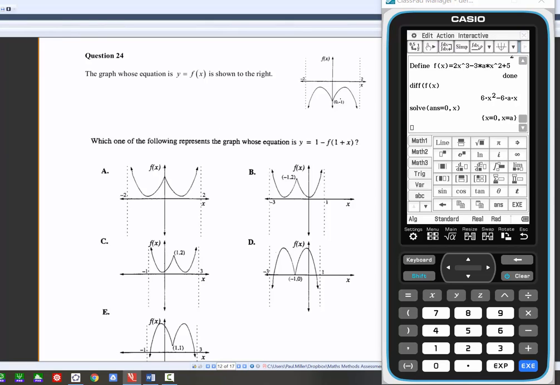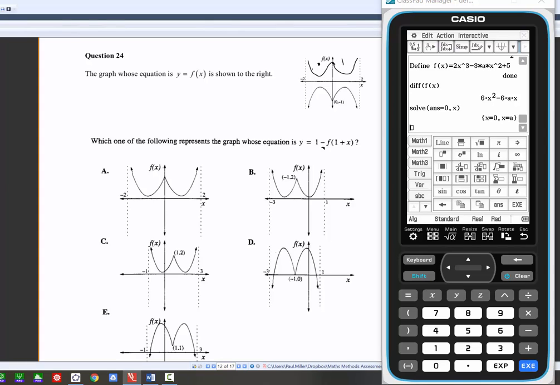Which one of the following represents the graph whose equation is this? Right, so this negative means it has been reflected in the x-axis. So let's just do that first of all. So we're going to get 1 and, try that again. That's pretty ordinary, but you get the point. Then what happens is it's moving, so that's x plus 1. It's going to move 1 unit to the left. So here's -2, so it's going to be here.